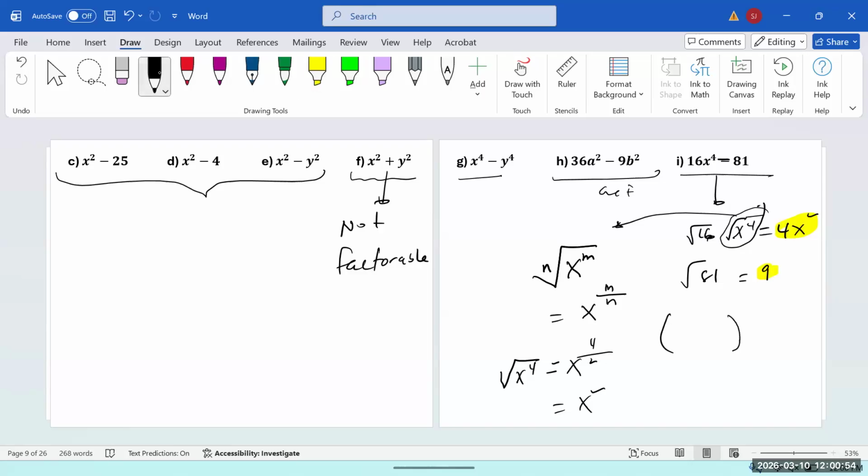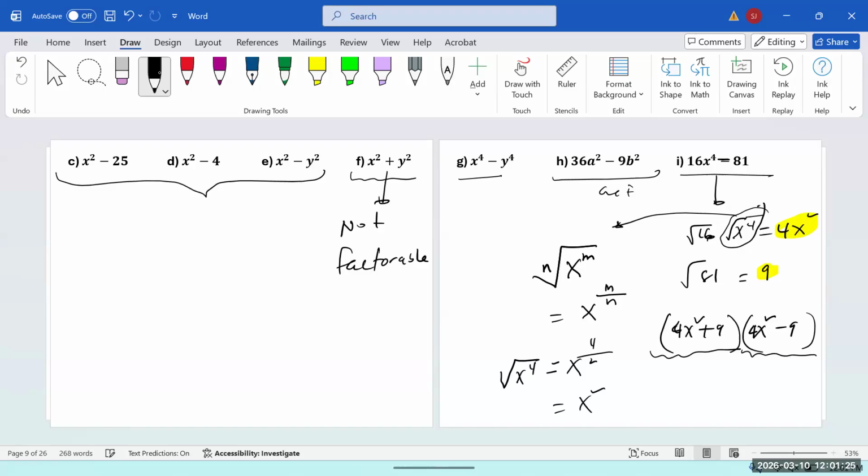So how are you going to factor this? 16 x to the 4 minus 81. What two factors do we get? We have our two things. So we add them. 4x squared plus 9. And then what do we do? We subtract them. This is difference of perfect squares. It is the square root of each and then add them, subtract them. This is a plus, so not factorable.